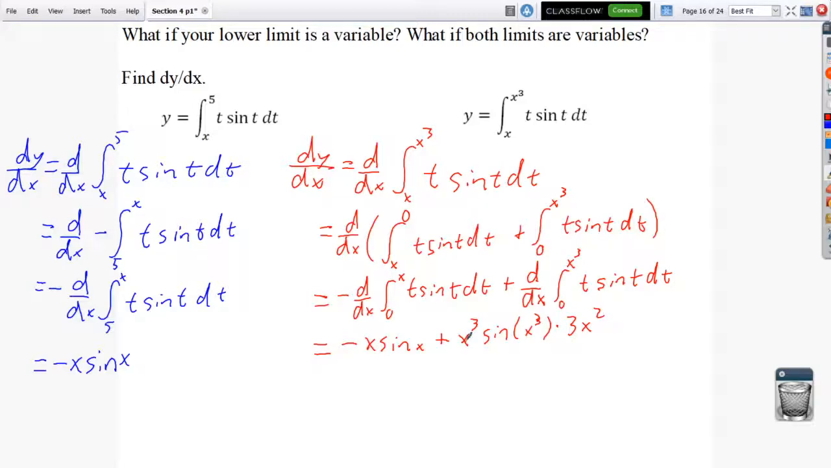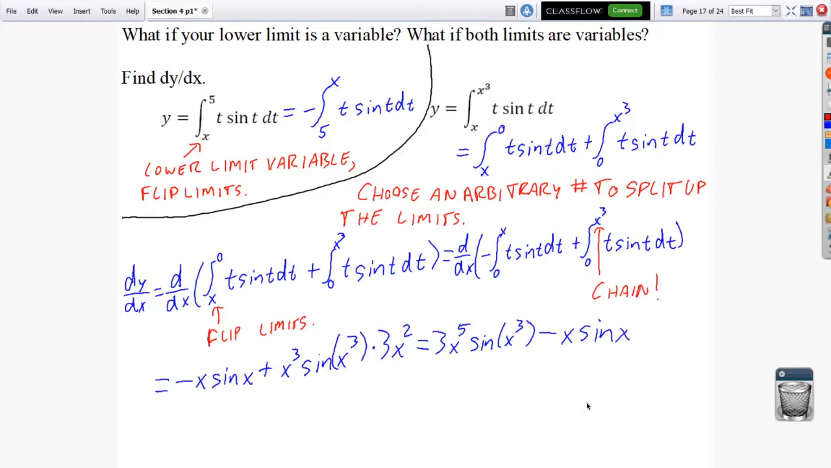3x squared times x cubed is going to give me 3x to the 5th sine x cubed minus x sine x. That's probably the answer that would be on a multiple choice test. Sweet. There we go. I think I got some practice for you guys.